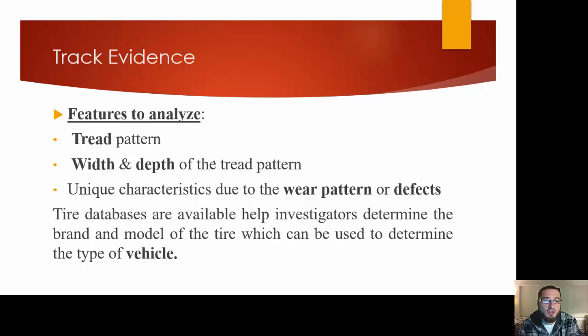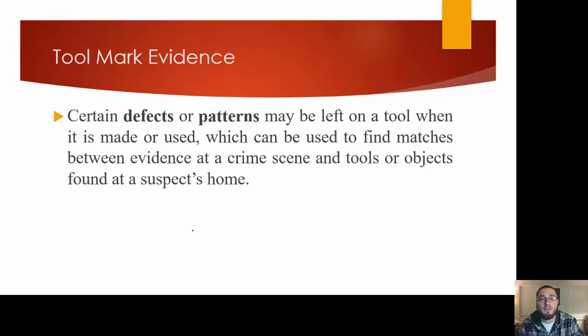So some of the features you're going to look at: tread patterns, width and depth of the tread pattern, unique characteristics due to the wear pattern. So we can use that to find out what type of tire it was, what brand of tire it was, and then we also can look at more individual characteristics such as wear pattern and the width and the depth of the tread pattern. So tire databases are available, just like we have shoe databases, and it can help us to distinguish what type of vehicle it was, maybe even what make and model of the vehicle.